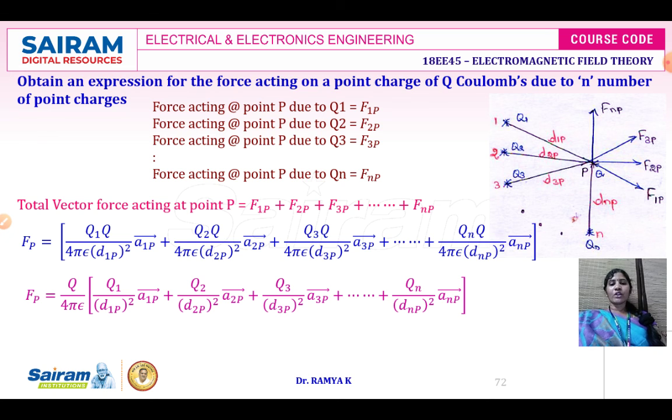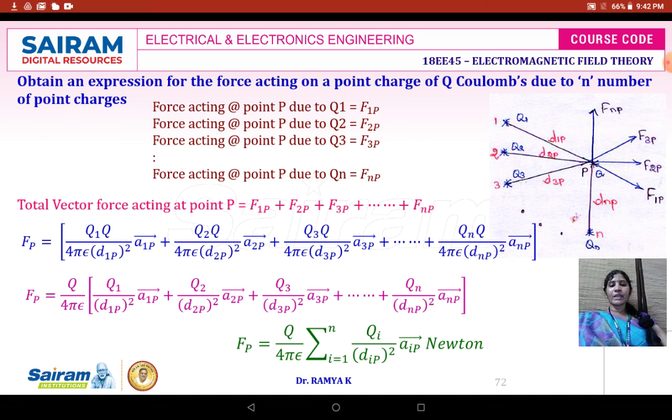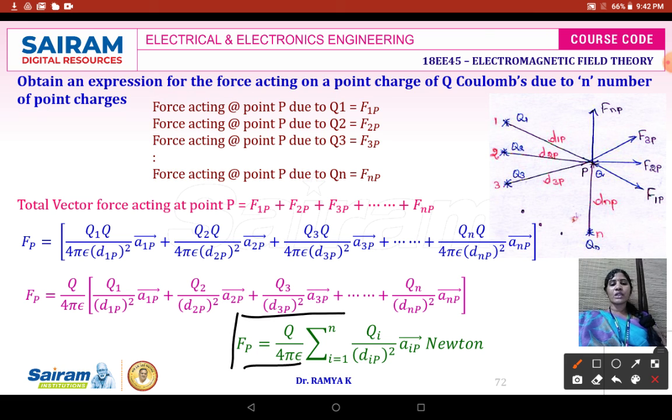Next, if you take a common factor, q by 4 pi epsilon is going to be common in all the terms. So take it as common. You will get the summation from i is equal to 1 to n of qi divided by dip square into aip vector. So this is the net force acting at point P due to n number of point charges.